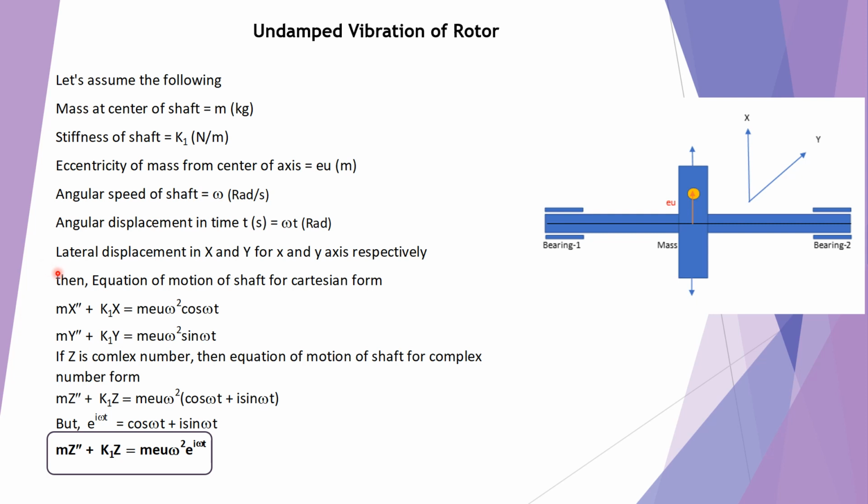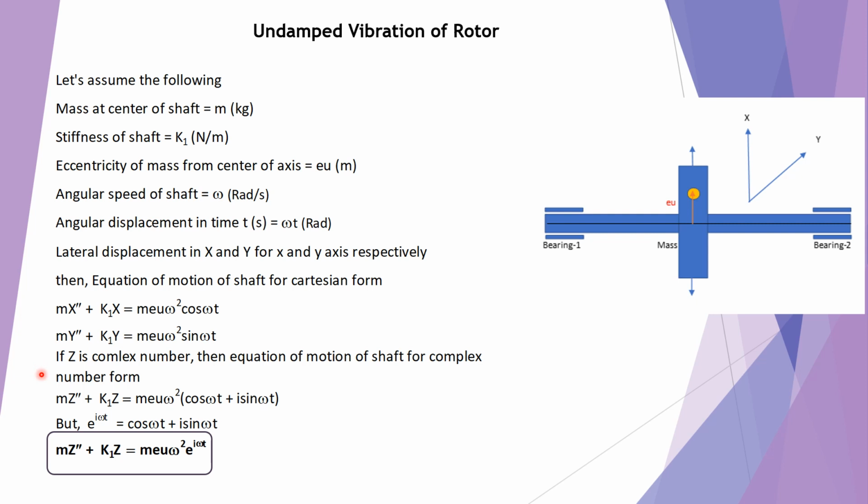Then the equation of motion of the shaft in Cartesian form is m x double differentiation plus k1 into x is equal to m into eu omega square cos omega t, which is for x axis. Similarly for y direction, m into y double differentiation plus k1 into y is equal to m into eu into omega square sine omega t.